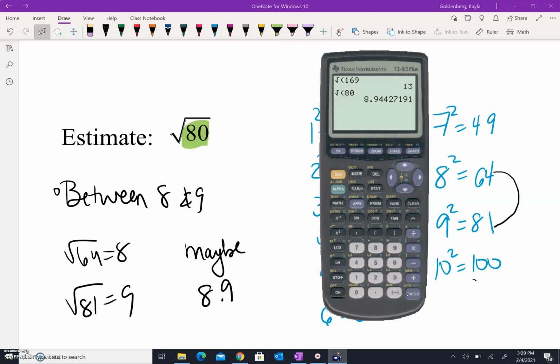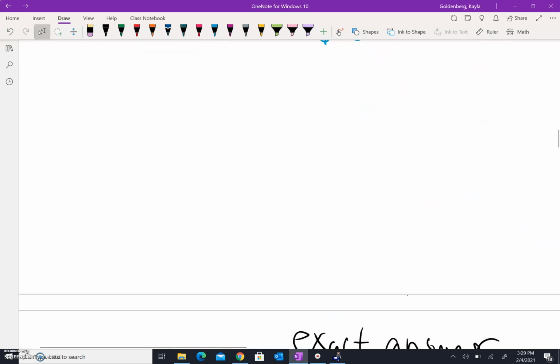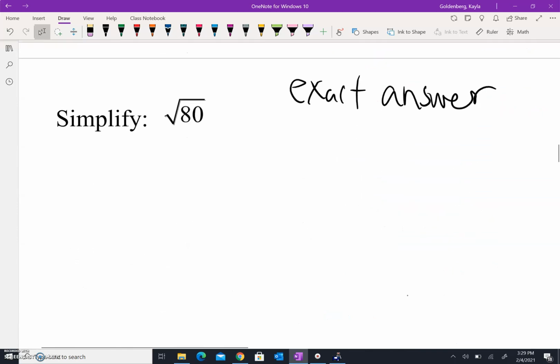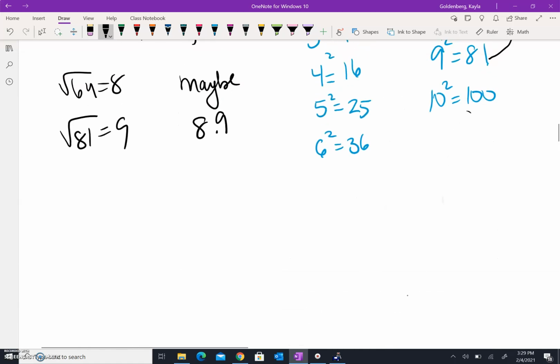Looks like it is 8.944, so we were pretty close with our guess. The next thing we're going to do is simplify the same thing, the square root of 80, but this time we're going to look for an exact answer. So an exact answer is going to be a little different, right? It's not going to be a decimal approximation.